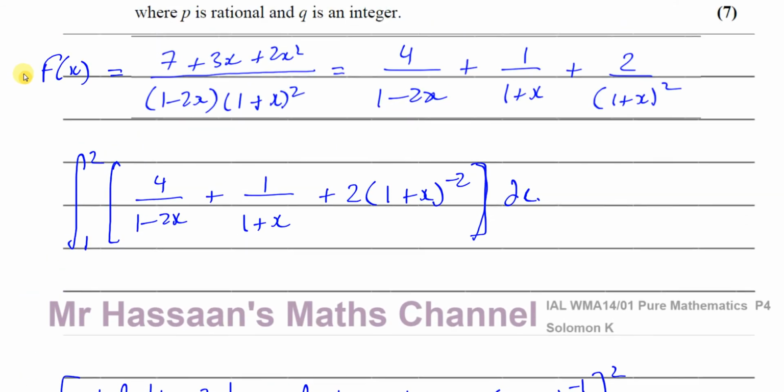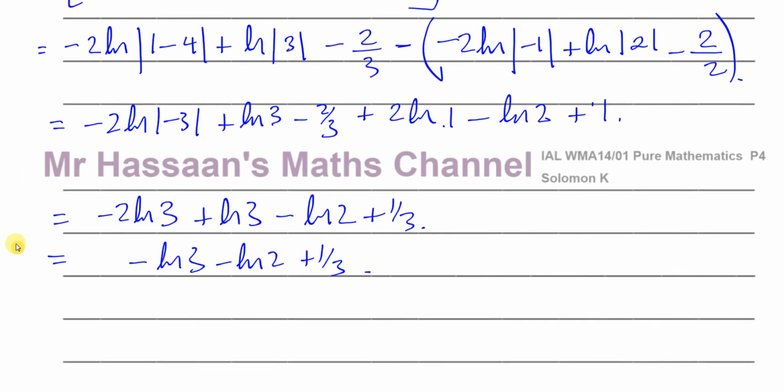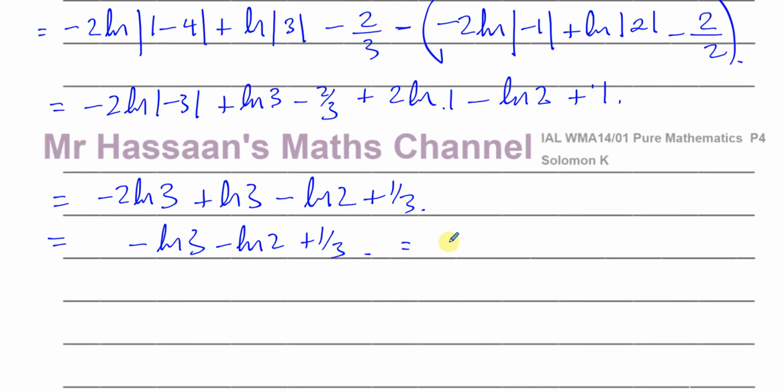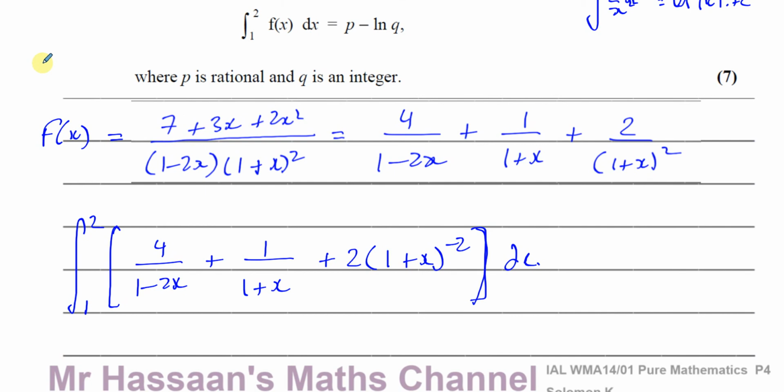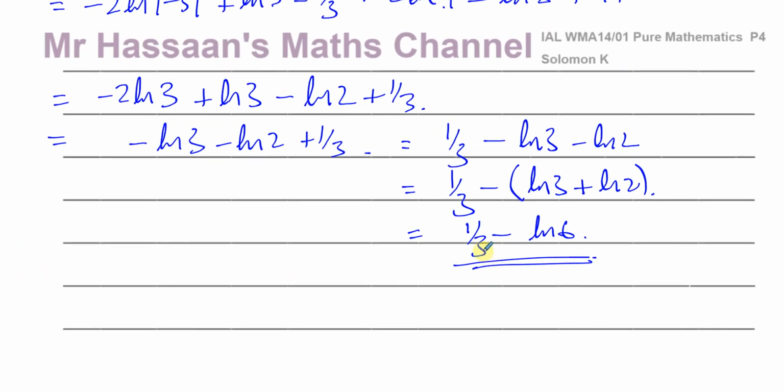The answer, they said, in the form p minus ln q. So this is going to be 1/3 minus ln 3 minus ln 2. What I can do here is put this inside a bracket, ln 3, and that's going to become plus ln 2, and those combine to give me ln 6. So I have 1/3 minus ln 6. And that's the answer in the form they require, where p is rational and q is an integer. So you can say p is 1/3 and q is equal to 6. Okay, so there's the answer to the question.